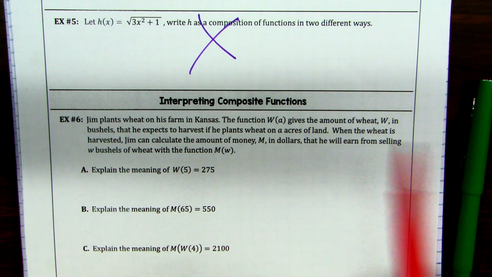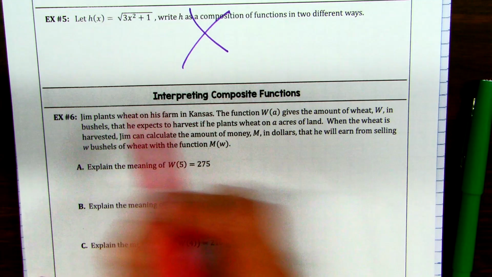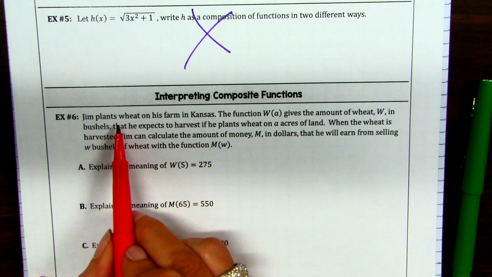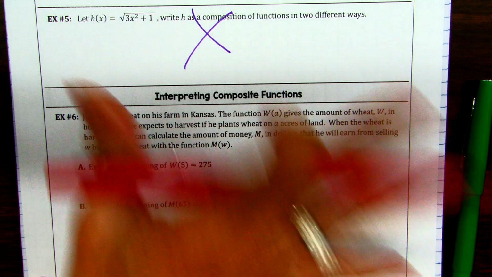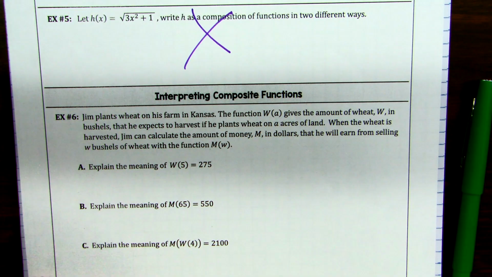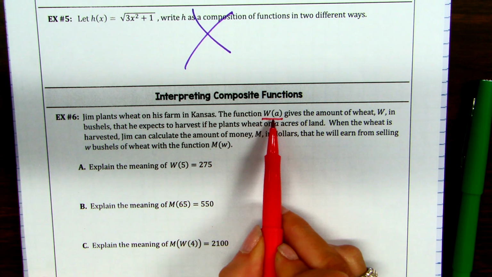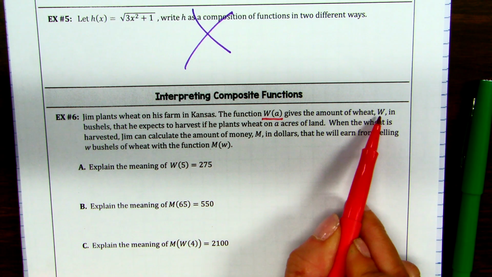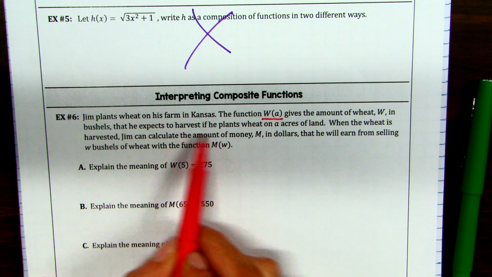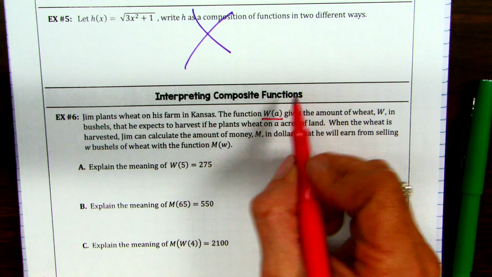All right, word problem. I need to write little things to help me understand these. Jim plants wheat on his farm in Kansas. This is kind of going back to the air conditioning thing, that the bill depends on the month, and the month depends on temperatures, all that stuff. Jim plants wheat on his farm in Kansas. The function W of A gives the amount of wheat W in bushels that he can expect to harvest if he plants wheat on A acres of ground.